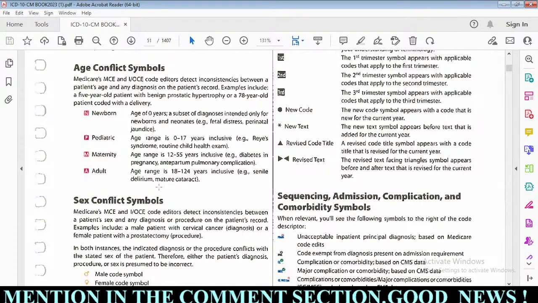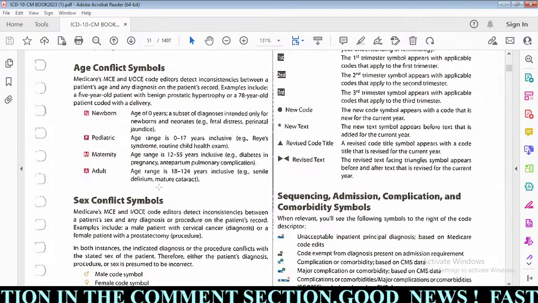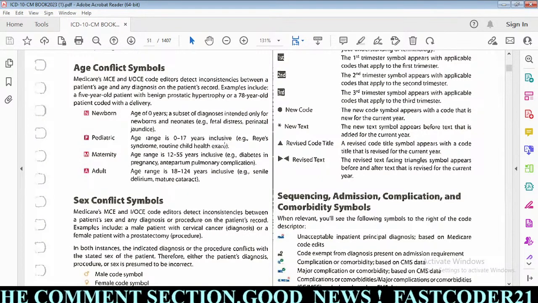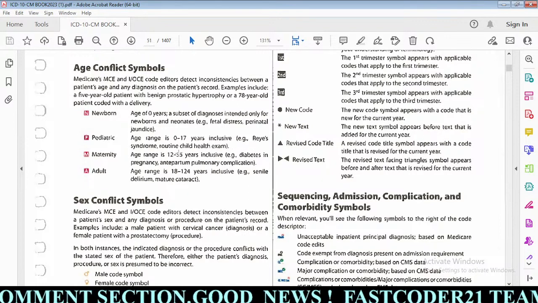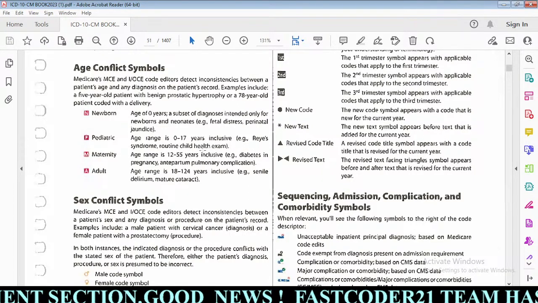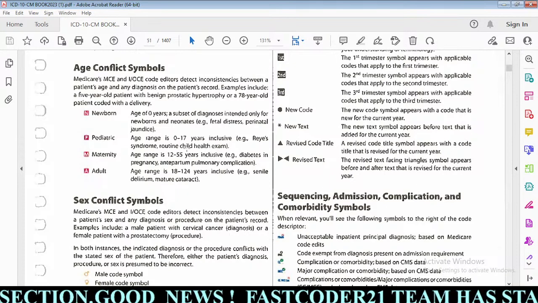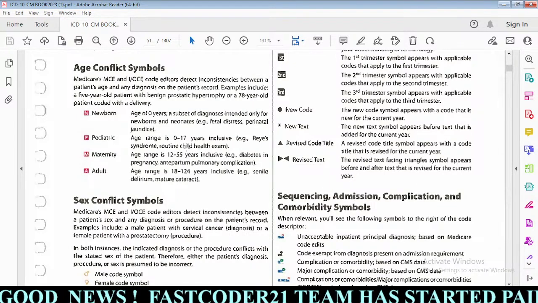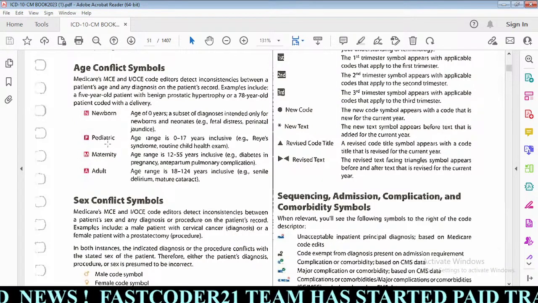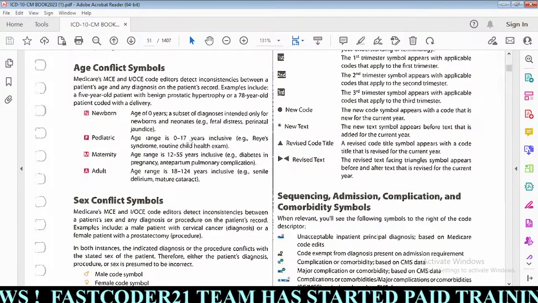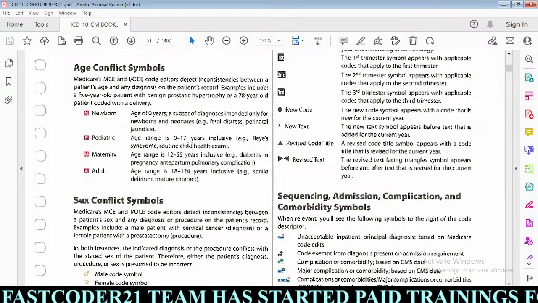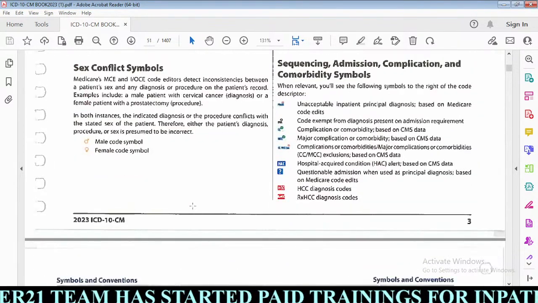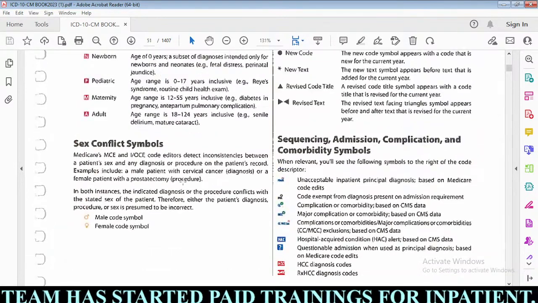So like that, if you find any code, for example, if you have a question, what is the age for the pediatric code? You need to check here. The age range is 0 to 17 years inclusive. Example, Reye's syndrome, routine child health exam. You need to find your options, whether you have 0 to 17 or 0 to 19 or 0 to 21. Here it is mentioned directly pediatric 0 to 17. So you can directly write 0 to 17 or choose this answer. There are also the male code symbol and female code symbol here.